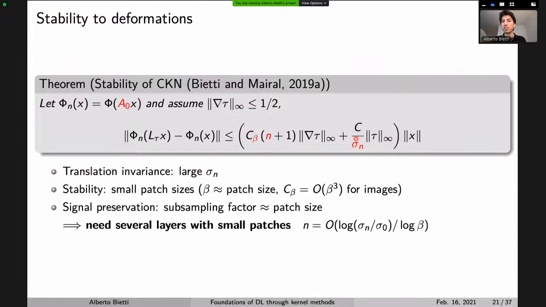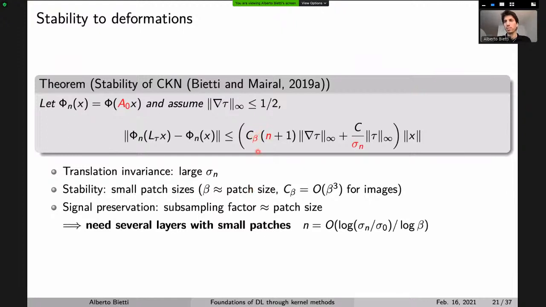So you have translation invariance up to some scale that is governed by this last layer, sigma n. If you fix the final translation invariance that you would want, then what remains is the number of layers. For the stability part, you have this number of layers and then some constant that controls stability at each layer, as you propagate things through the layers. And beta here is something around the patch size, the size of the shape of the patches at each layer.